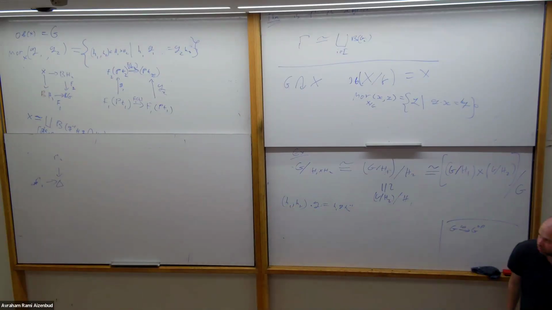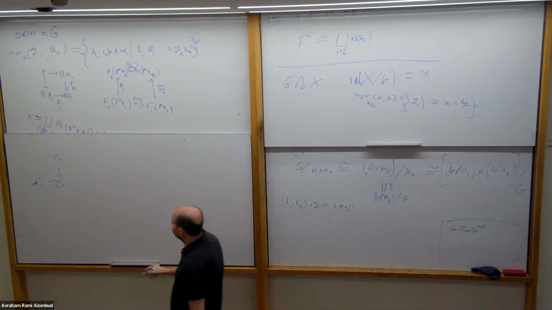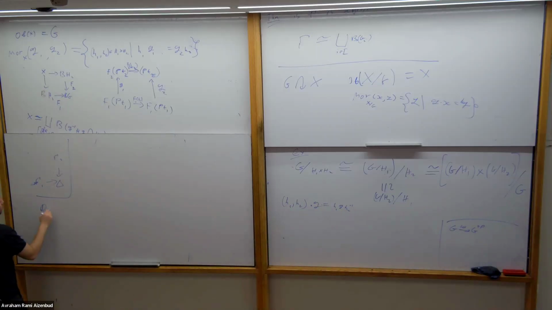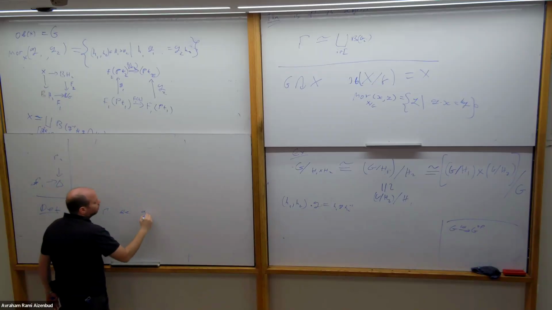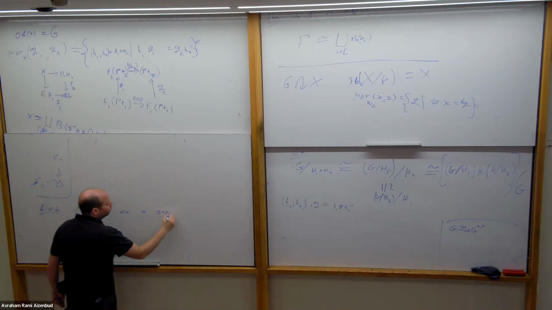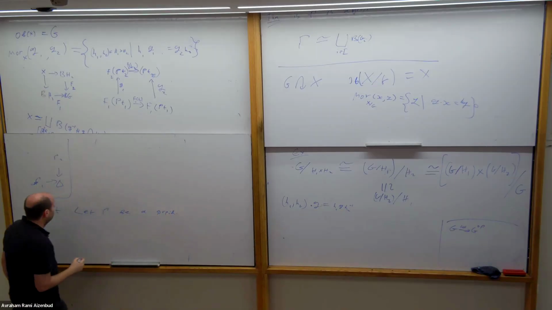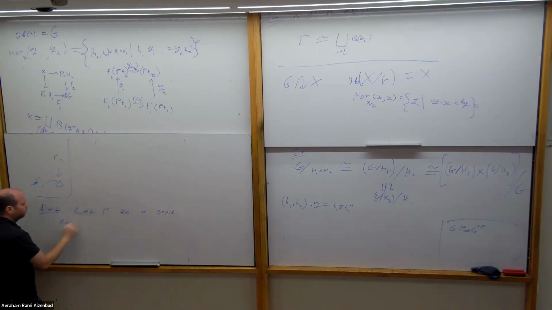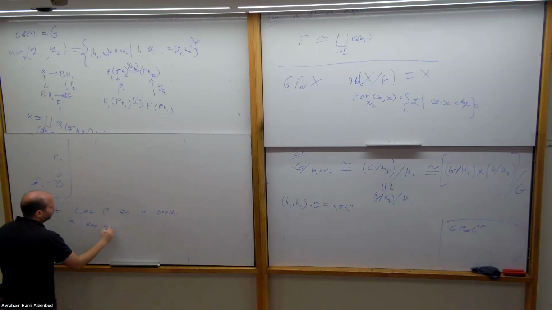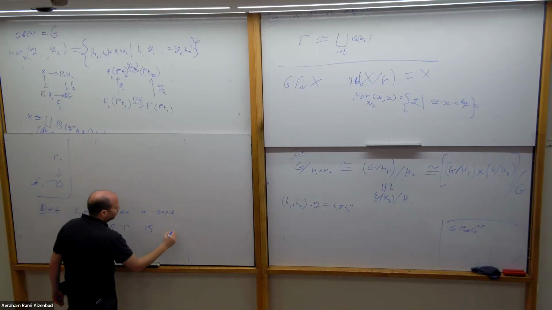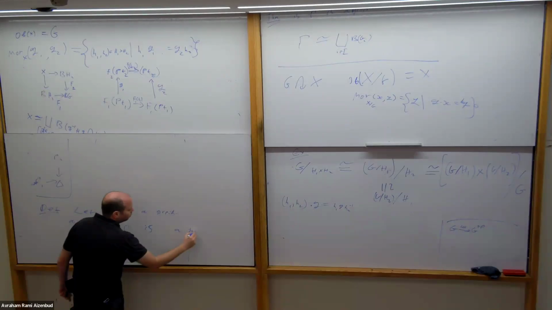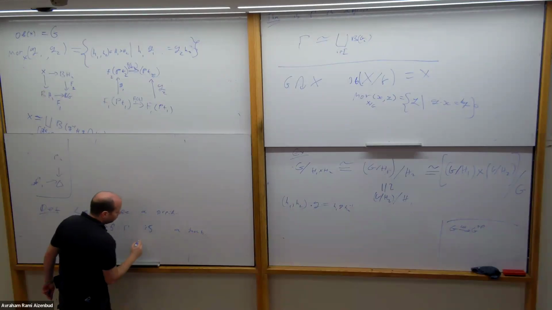Okay, so what is the representation of a group? A representation of gamma is a functor from gamma to Vect.